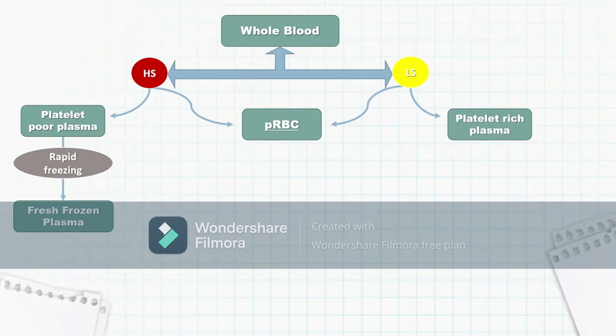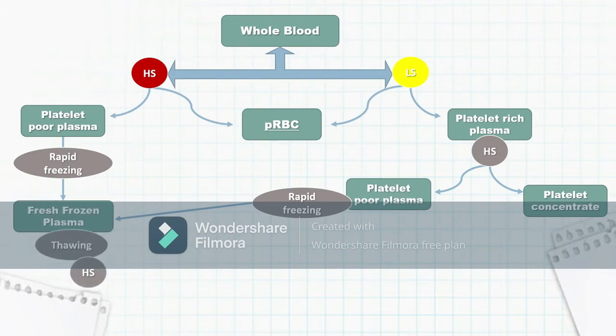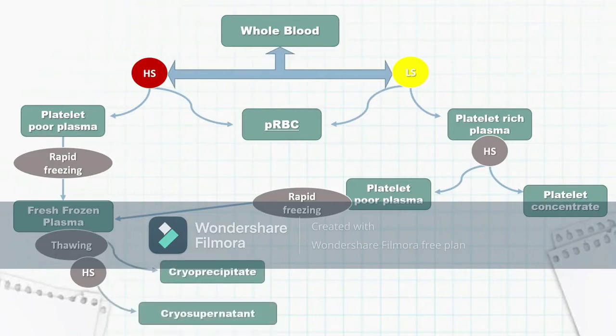Now, this platelet-rich plasma could further be subjected to heavy spin and result in the formation of your platelet concentrate and your platelet poor plasma. Again, this platelet poor plasma could be subjected to rapid freezing for the formation of your fresh frozen plasma. Fresh frozen plasma upon request could be used for the preparation of your cryoprecipitate and your cryosupernatant. So in order to achieve such components, FFPs will be thawed and will be subjected again to heavy spin, forming your cryoprecipitate and your cryosupernatant.